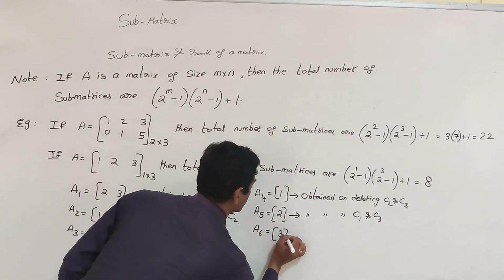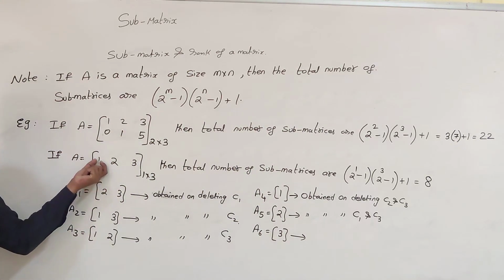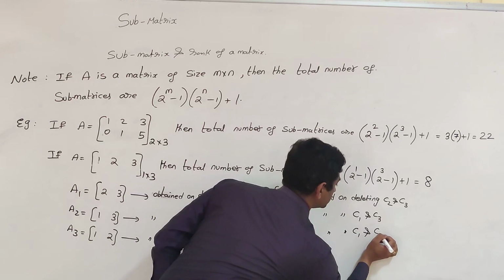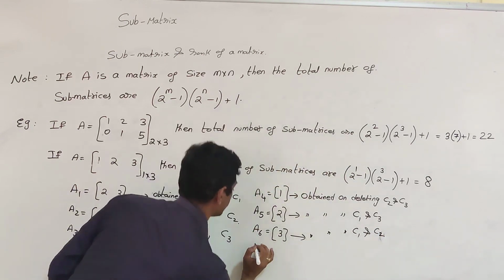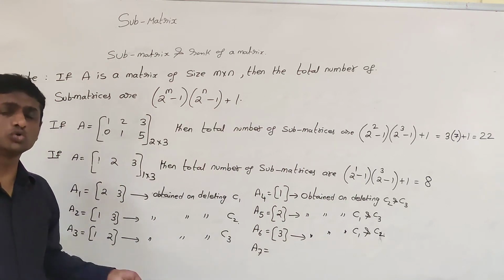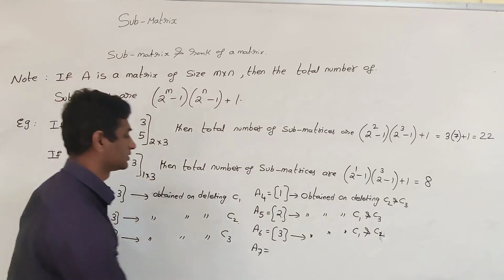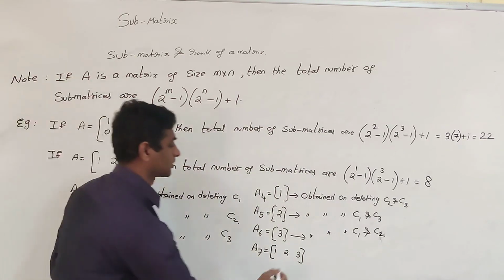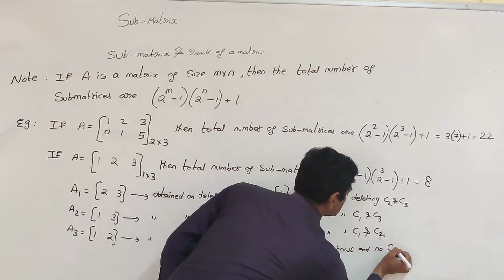3, which is a 1 by 1 matrix. 3 after deleting column 1, column 2. Sorry, not column 1 and column 3 for 2. A7 on deleting no rows or no columns. So no rows, no columns are deleted means you will get the same matrix, 1 2 3. It is obtained when no rows and no columns are deleted.